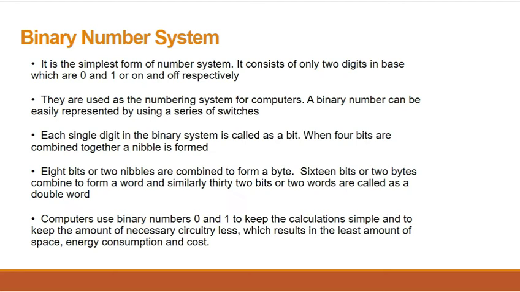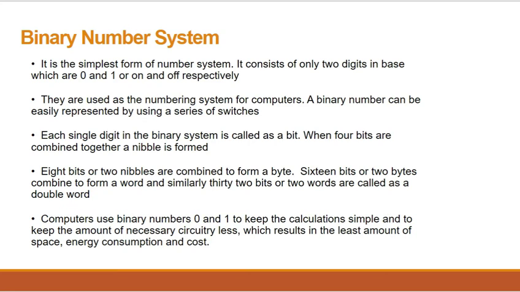When 4 bits are combined together, they form a nibble. When 8 bits combine together, they form a byte. 16 bits or 2 bytes combine together and form a word, and similarly 32 bits or 2 words are called a double word. This we would be looking at further with a proper diagram.